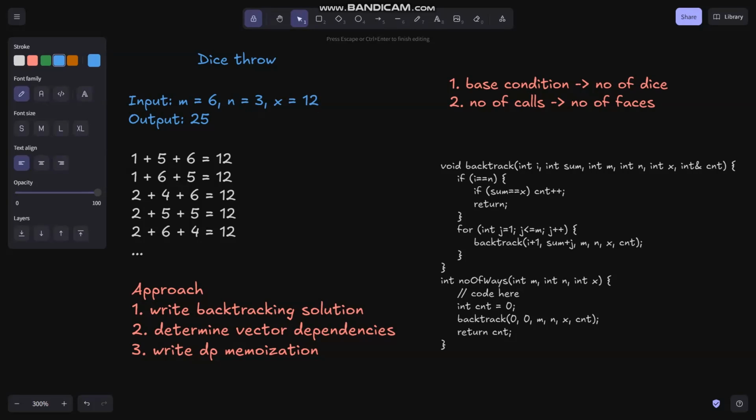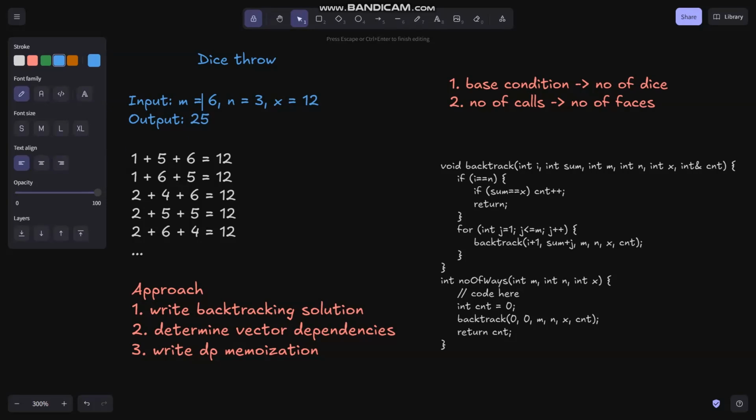So basically what they are asking is that you have n number of dices, and you have to throw them together. And when you throw them, what are the faces? There are 6 possible faces, like 1 to 6. It can have values 1 to 6 on the top face. So you have to calculate the summation of the faces that occurred on top, and you have to find the number of ways in which, when you throw, the sum becomes 12. So there are 25 ways.